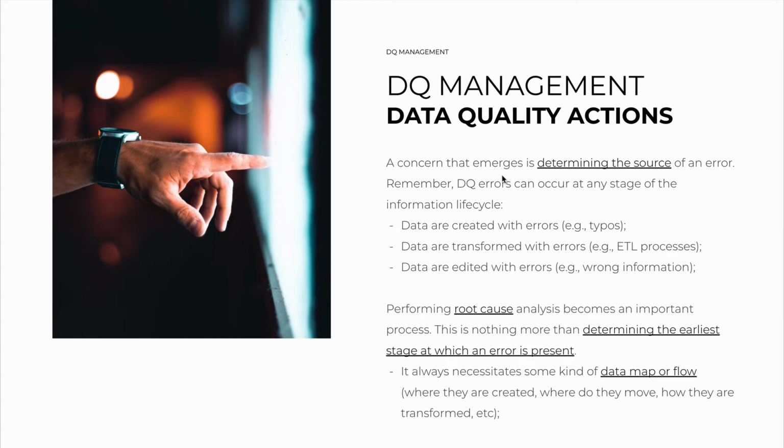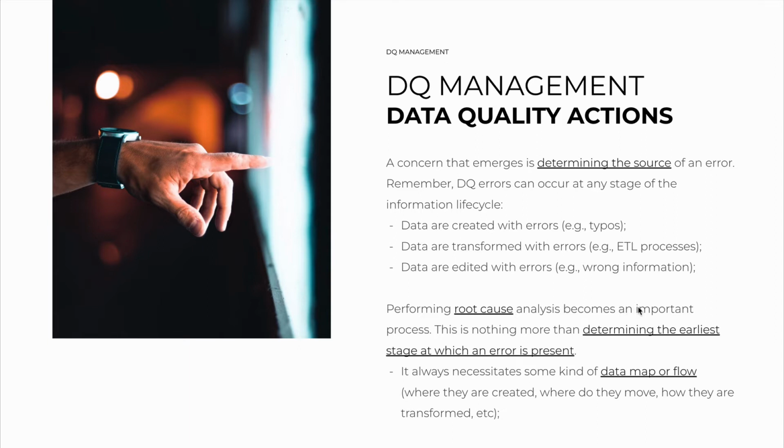As mentioned, data quality errors can occur at any stage of the information lifecycle. Data can be created with errors. For example, someone enters data with typos. Data can be transformed with errors. For example, an extract transform load process that misses a field when taking data from the operational database and stores it in the data warehouse, or that ignores the decimal part of a number. Or data can also be manually edited with errors. That is, they can be changed and the wrong information may be inserted. So, as mentioned, if it is possible, performing root cause analysis becomes an important process.